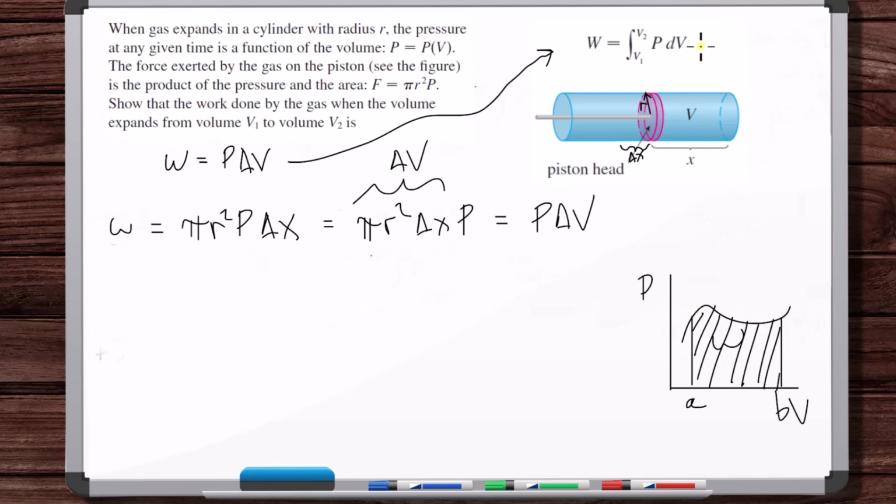I'm trying to do the best I can to illustrate how we're really describing this process here, this process in physics. We're really describing the integral. We're describing each.